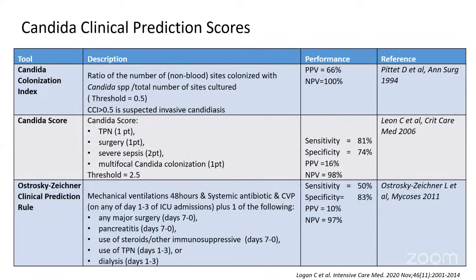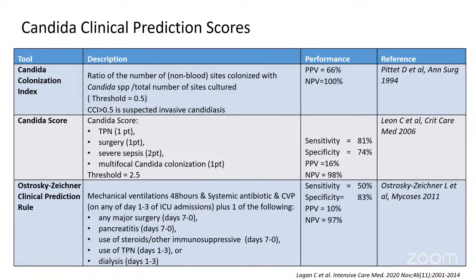Candida clinical prediction scores: the Candida colonization index, Candida score, and Ostrowski-Zinsser clinical prediction rules are common. The Candida colonization index is the ratio of the number of non-blood sites colonized with Candida species divided by the total number of sites cultured. If the Candida colonization index is more than 0.5, invasive candidiasis is suspected. Positive predictive value is 66%. Negative predictive value is 100%.